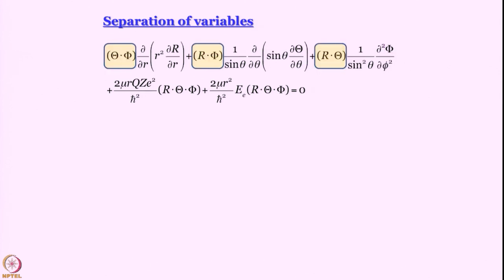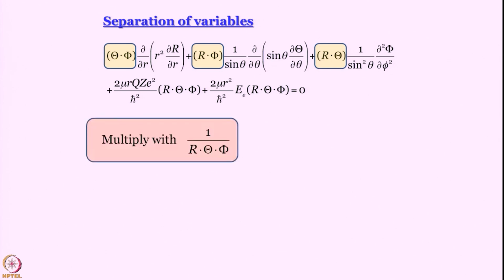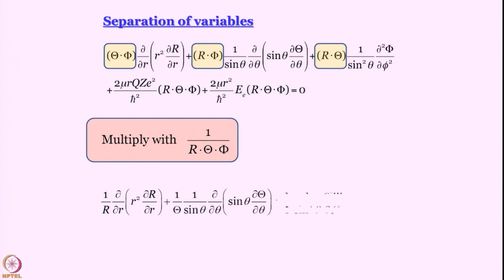What is the next step? Obviously, you do not want this capital theta capital phi in the first term, you want to get rid of it. The easiest way of doing it is to divide by capital R capital theta capital phi. Do it and see what you get. Yeah, multiply by 1 by capital R capital theta capital phi. Please do it yourself. This is what you get: 1 by capital R d dr of r square dR dr, this and this.